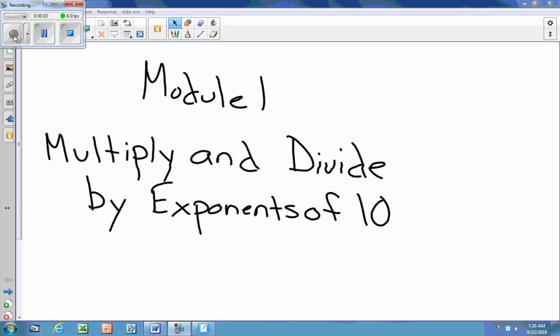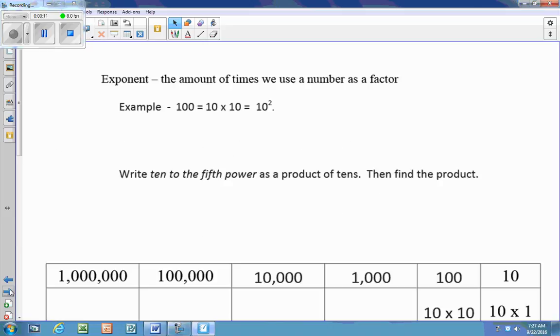This is the lesson on multiplying and dividing by exponents of 10 in module 1. To start, we're going to talk about the exponent, and that is the amount of times we use a number as a factor. We have an example that I'm going to explain.